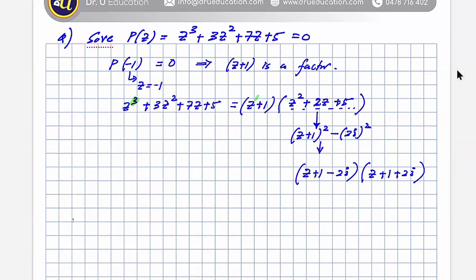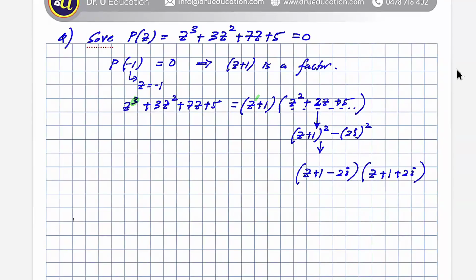So that's the answer. Now, when you really observe this one, you can see this guy and this guy are conjugate factors. So why did you get conjugate factors? You go back to the polynomial and see. You can see 5, 7, 3, 1. They are real. So indeed, you are expecting to have that. Okay.